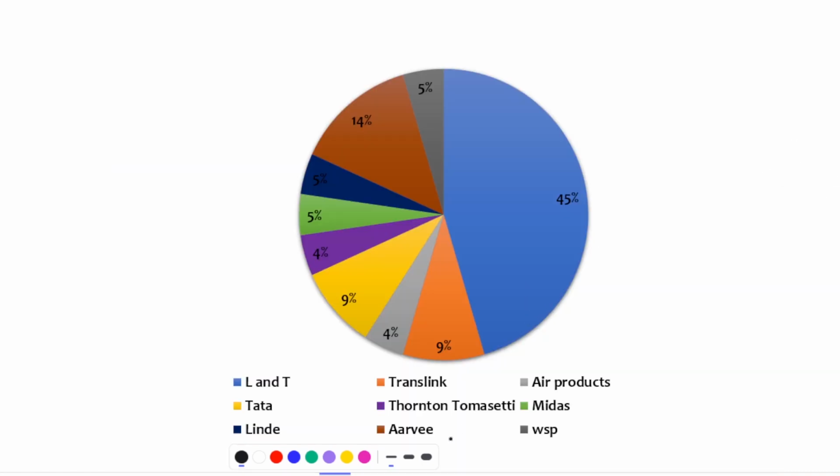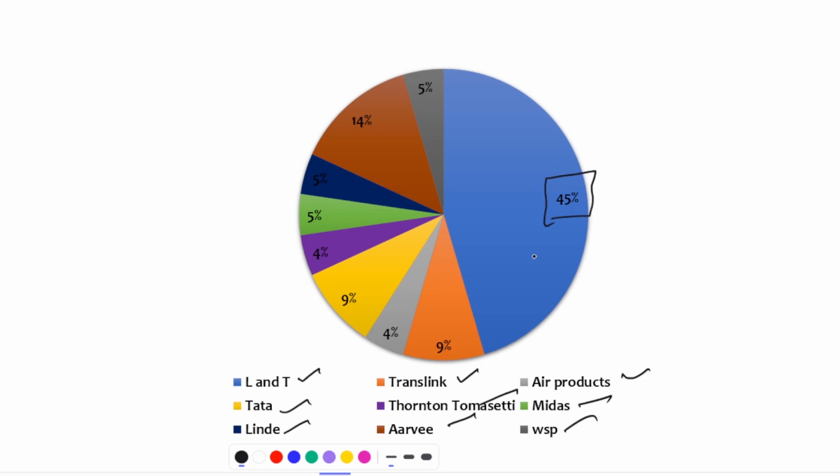Okay. These are the details regarding the placements. You can see the companies which placed SVNIT Structure students. Here you can see the companies: L&T, Translink, Air Products, Tata, Thornton Thomsetti, Midas, Linde, RV, WSP. These are all very good companies in which the students are placed, and you can see the percentage of students placed in each company. Here you can see 45% of the students are placed in L&T. The majority of the people are placed in L&T.